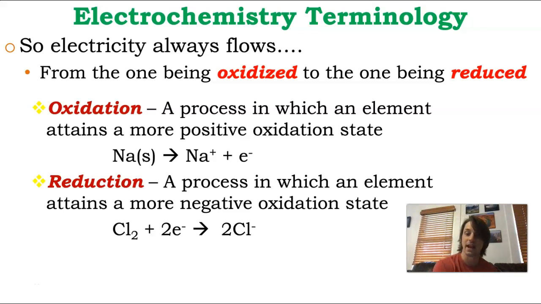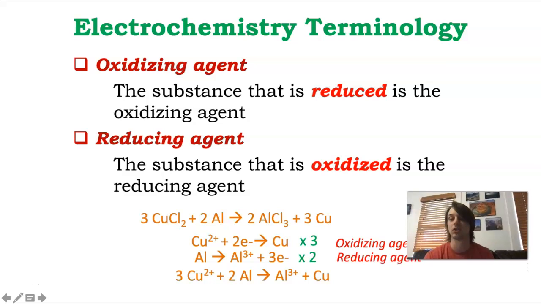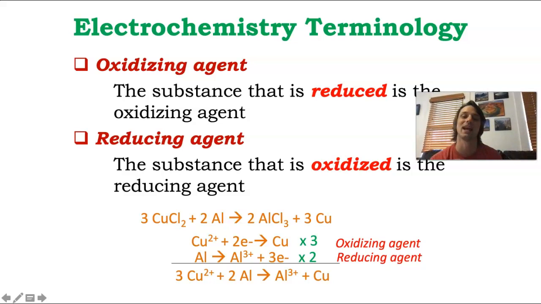So one area is losing electrons, one area is gaining electrons. Okay? Now the area that is losing electrons, remember that's being oxidized. And the place that is being oxidized, you can also call that the reducing agent because it's supplying those electrons that are being given to the oxidizing agent, or the substance that's being reduced, that's gaining electrons.